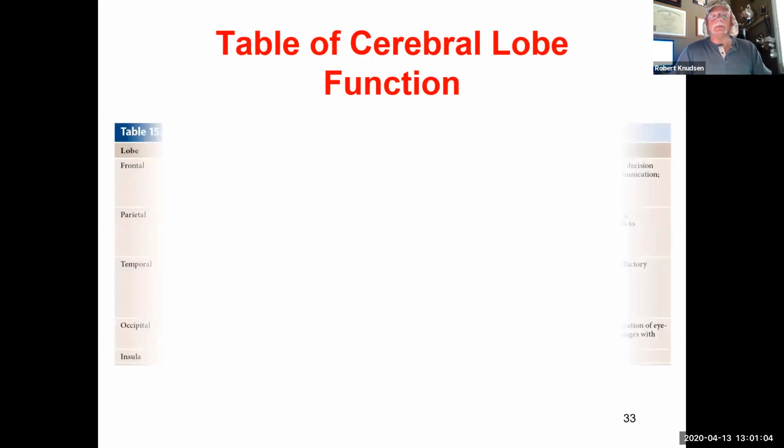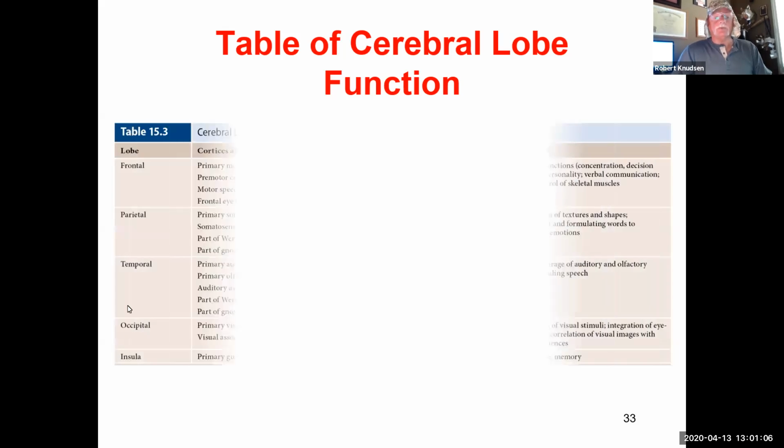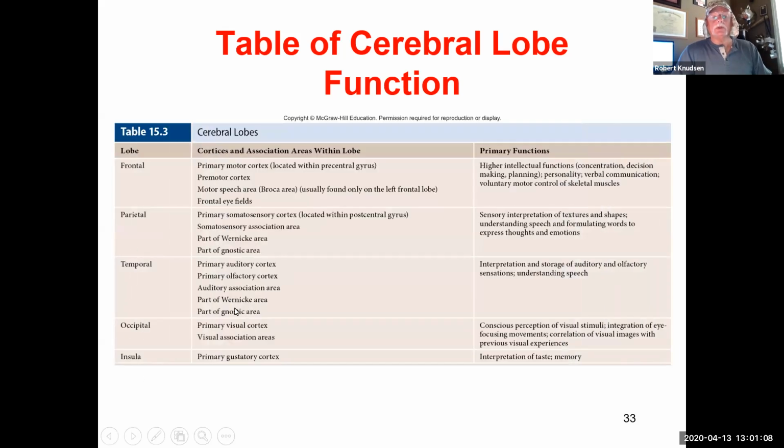All right. And this is those five lobes, and it tells you what they do. Look at part of Wernicke's. We talked about that. And then the primary function. This would be a good one for you to color in, you know, with the little clouds and stuff that I do.